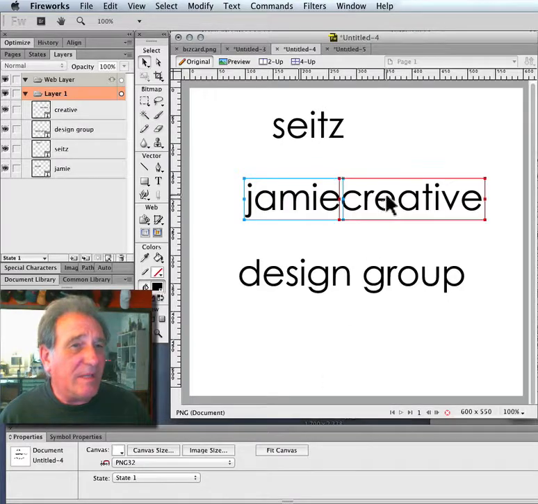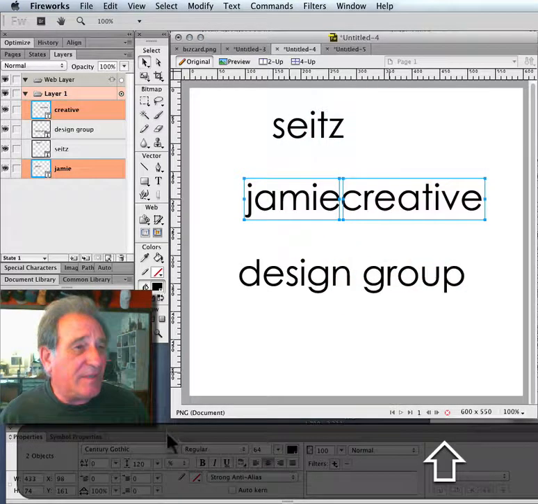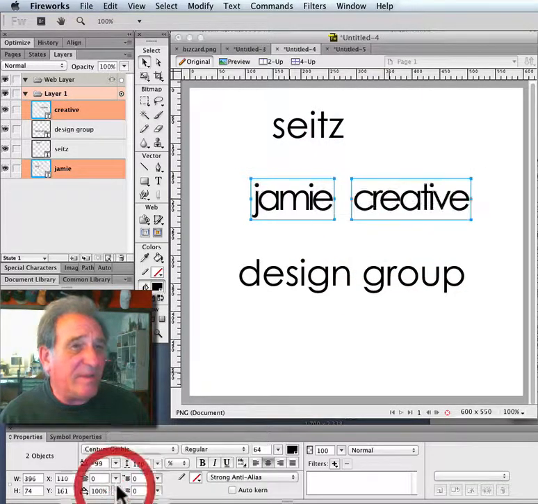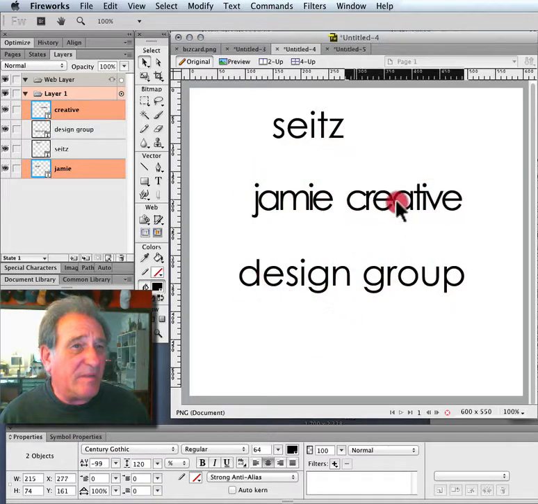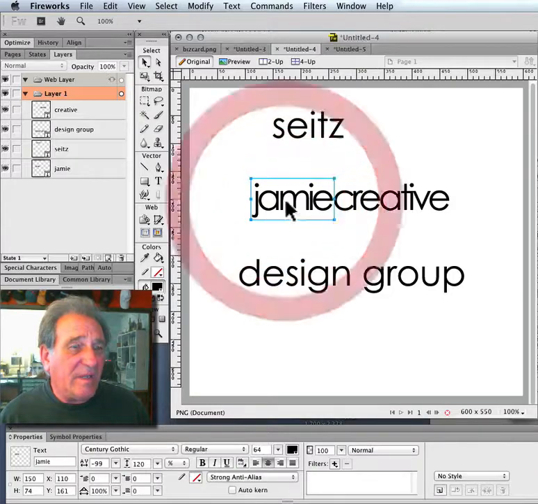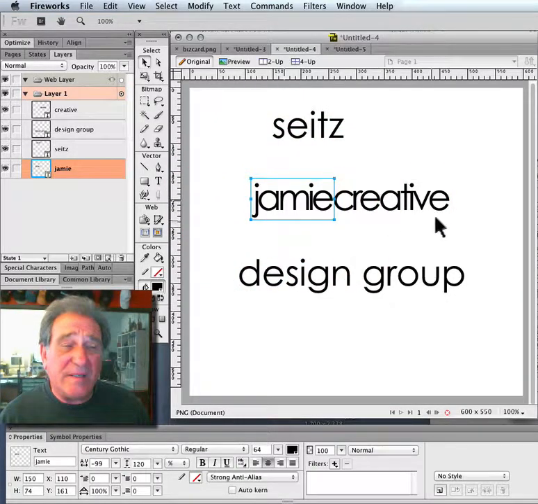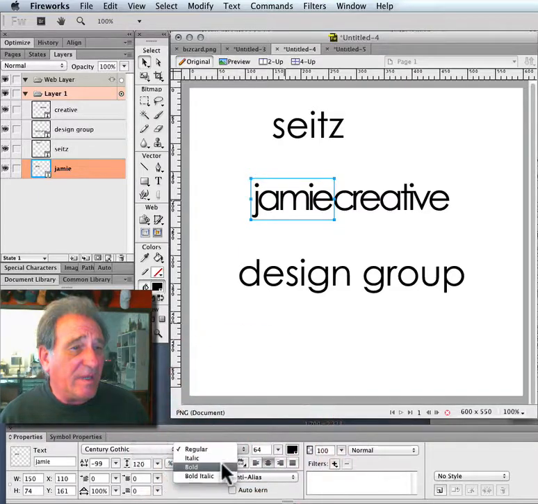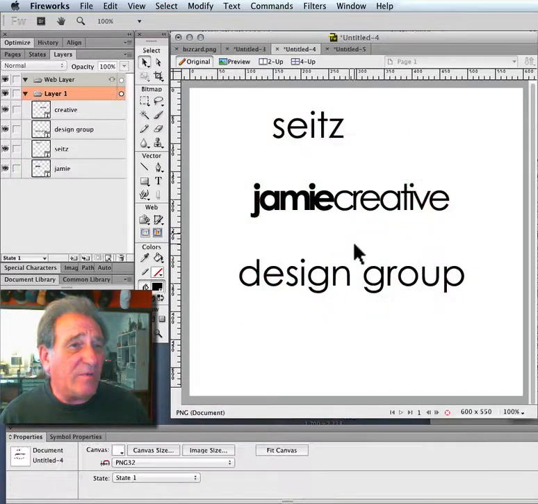So maybe we try some really tight tracking. Tracking is always a fun thing to play with, because it creates interesting relationships, and it also eliminates the spaces and makes things look more like a unit as opposed to individual letter forms. And so now we have like 3 dots. Well, there's something there. Dots are a fun thing.